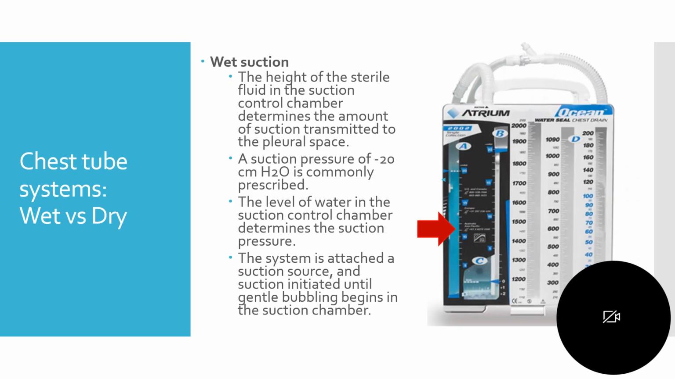Now, as I mentioned earlier, there are 2 types of suction systems. One is called wet suction, the other one is dry suction. This one is a wet suction, and the difference between this system and the dry suction is that the wet suction uses a column of water to regulate the negative pressure.